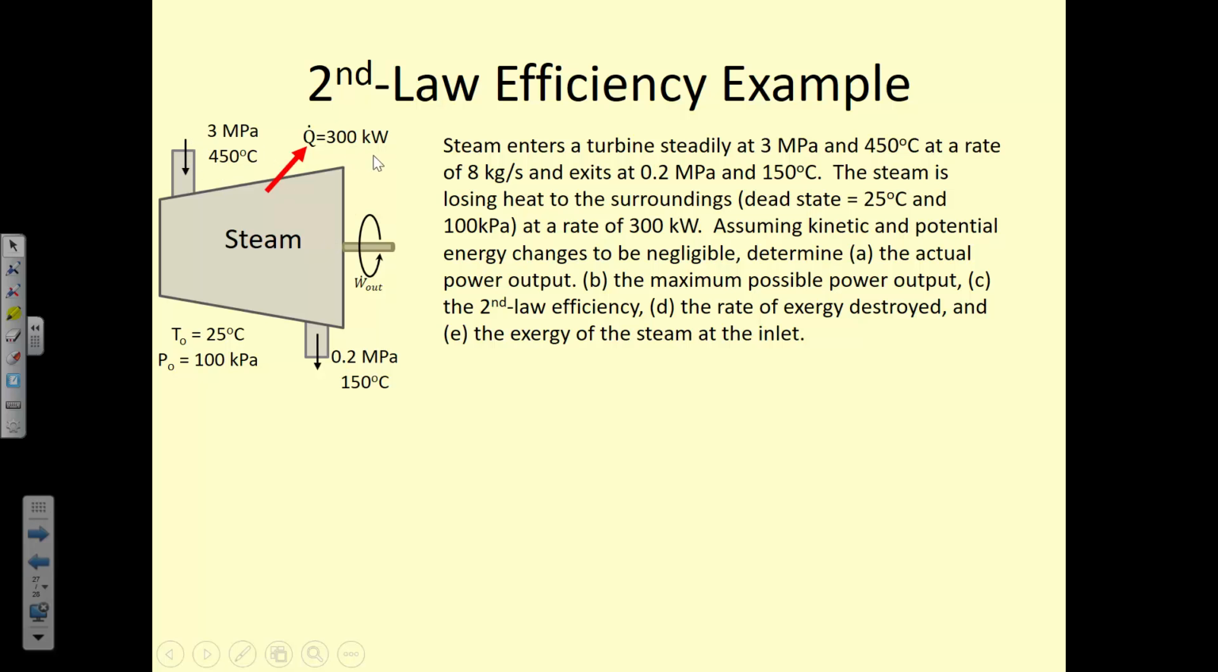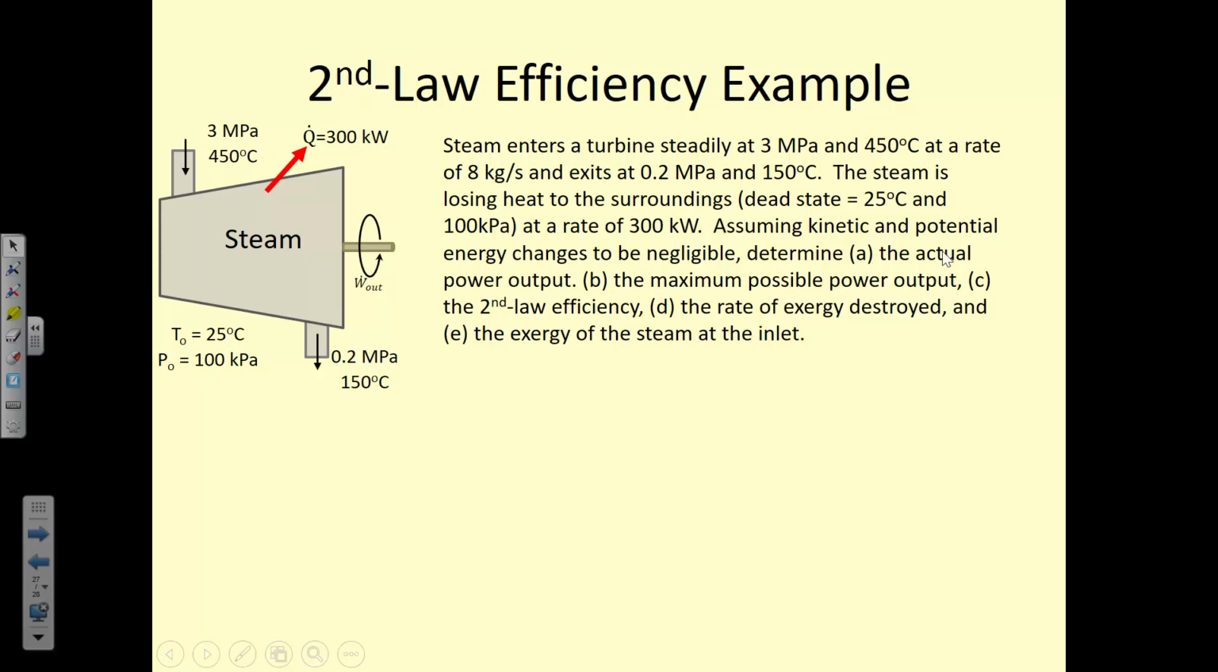So we're going to assume kinetic and potential energy changes to be negligible. But we want to find the actual power output of this steam turbine, which is just a simple energy balance. The maximum possible power output, which we'll have to look at an exergy balance. The second law efficiency, the rate of exergy destroyed, and then the exergy of the steam at the inlet.